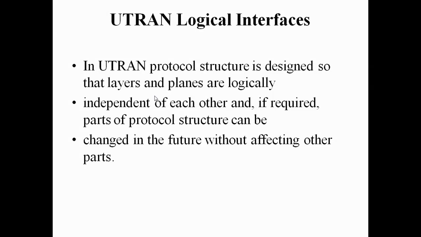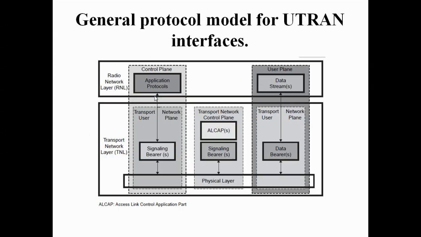This protocol contains two main elements, that is the radio network layer and another one is the transport network layer. This consists of two main layers, the radio network layer and the transport network layer, which are abbreviated as RNL and TNL.